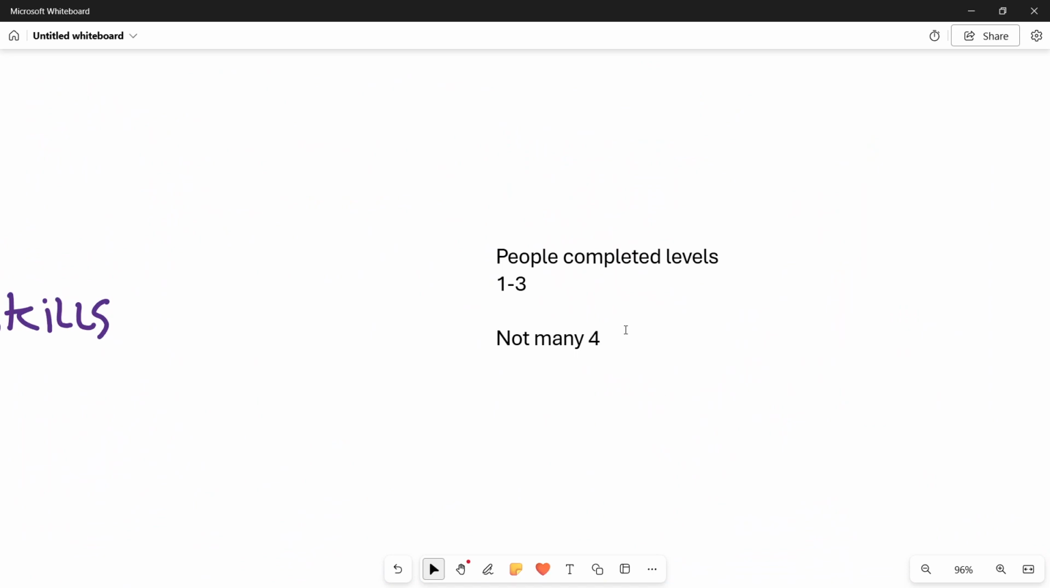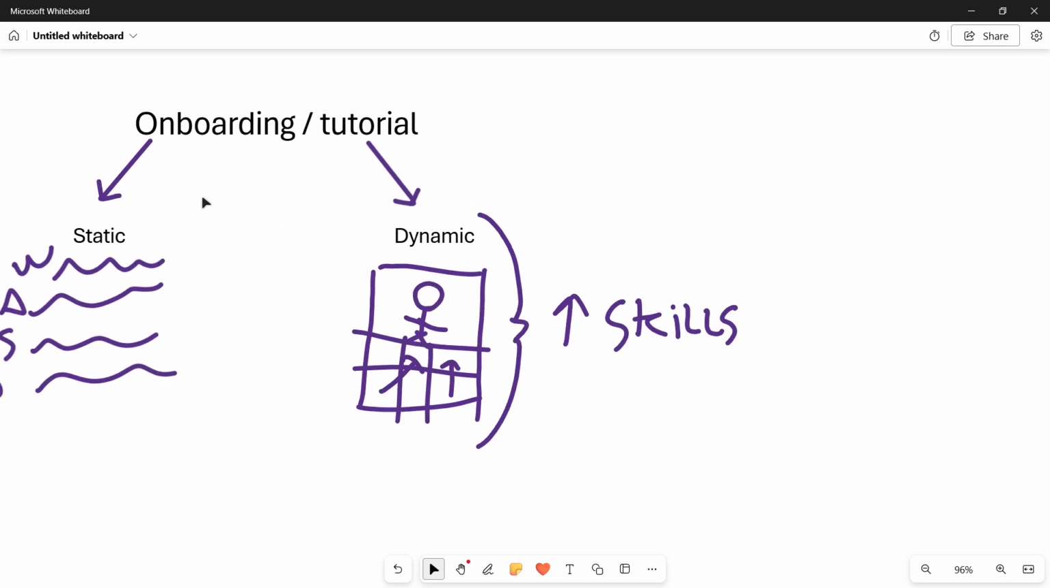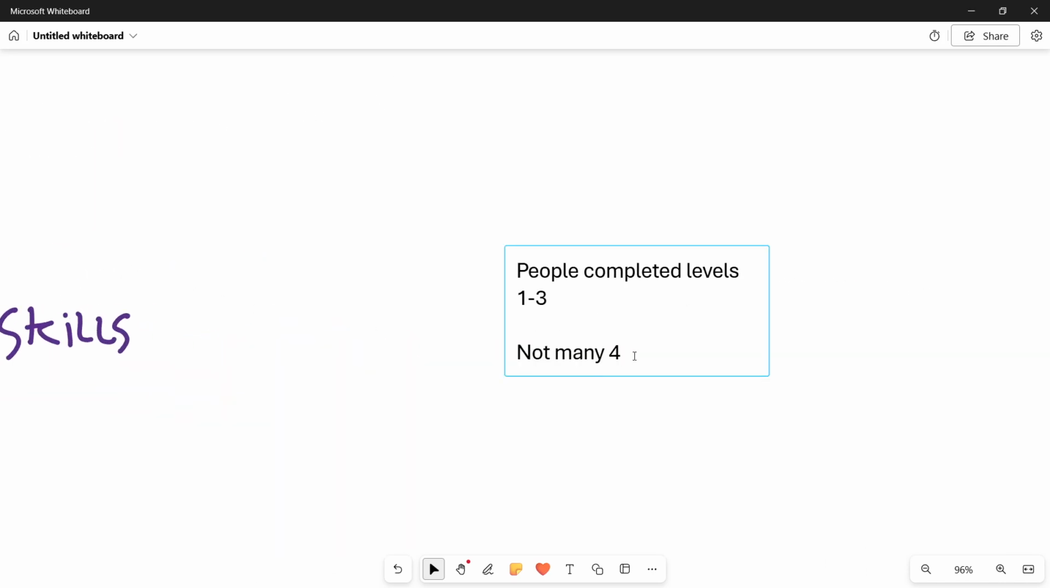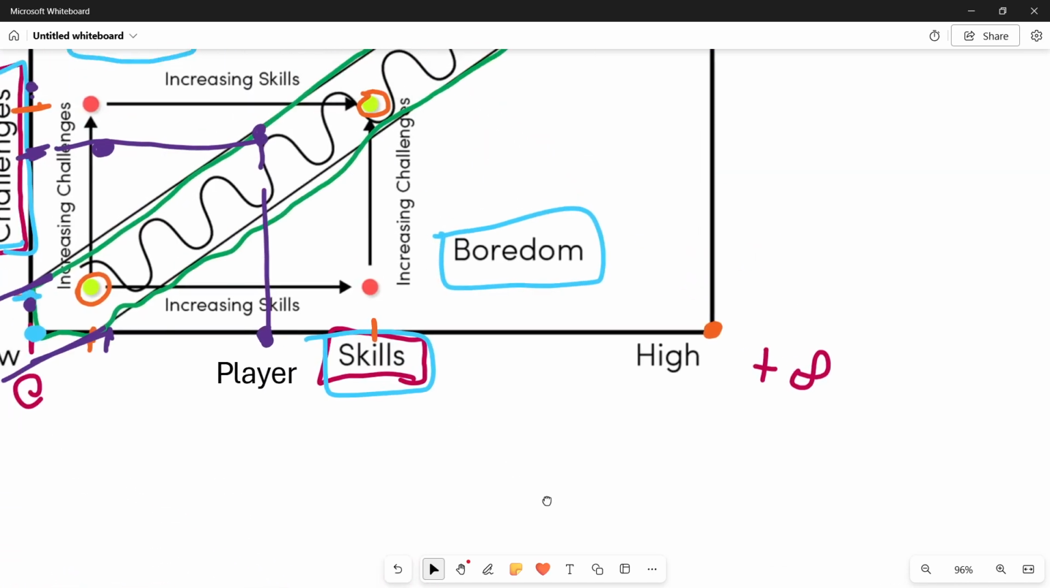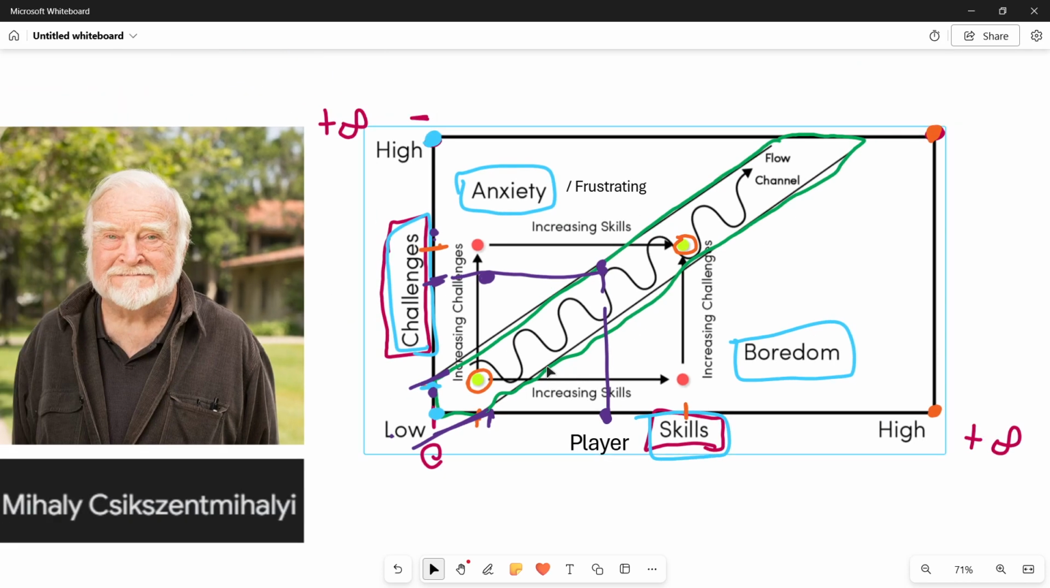How? Maybe if they were able to complete levels 1 to 3, maybe they were too easy, and level 4 was way too complicated if we compare them. Or maybe the onboarding wasn't that clear, so whenever you wanted to add a little bit more challenge, nobody understood what they had to do. So you understand how this is not just a random psychology theory, but it actually can be applied in games.